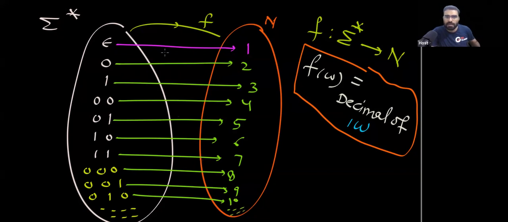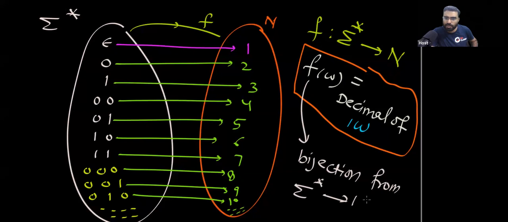So tell me, can you notice this is a bijection? A beautiful bijection. This F is a bijection from sigma star to the set of natural numbers. This is a one-to-one correspondence. So that is the reason I can say that this sigma star, which is the set of all binary strings, is countable.